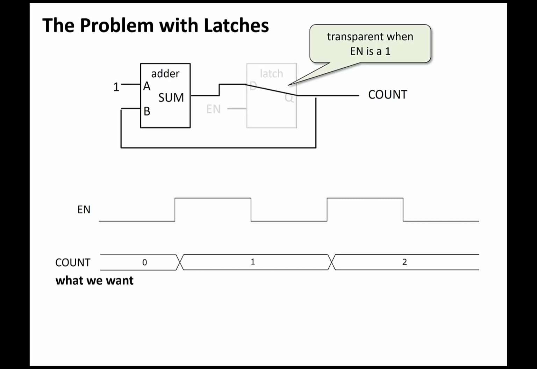In other words, while the enable signal is 1, the latch is behaving like a wire, so that instead of a counter, what we actually get is an oscillator that just keeps incrementing as fast as the adder can add 1 to the current value of the count. In theory, we might be able to limit how long we keep the enable signal high such that it's only high as long as the time it takes to add 1, but in practice we'd never be able to get this to work.